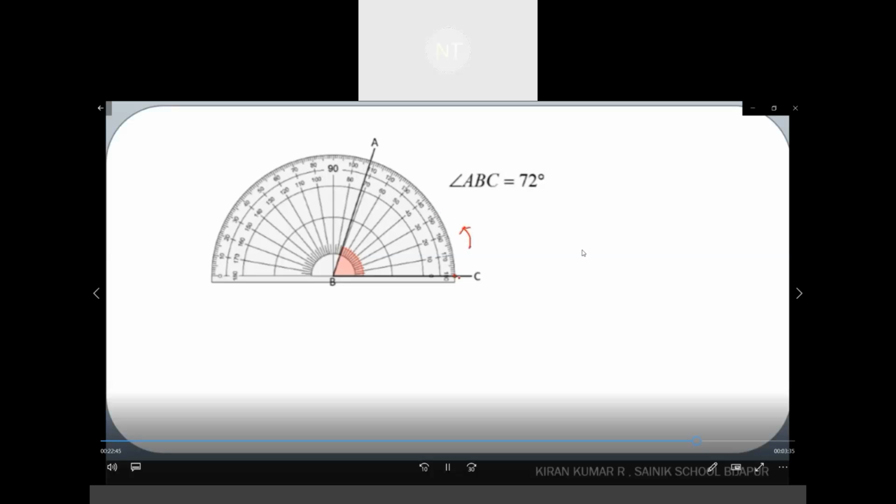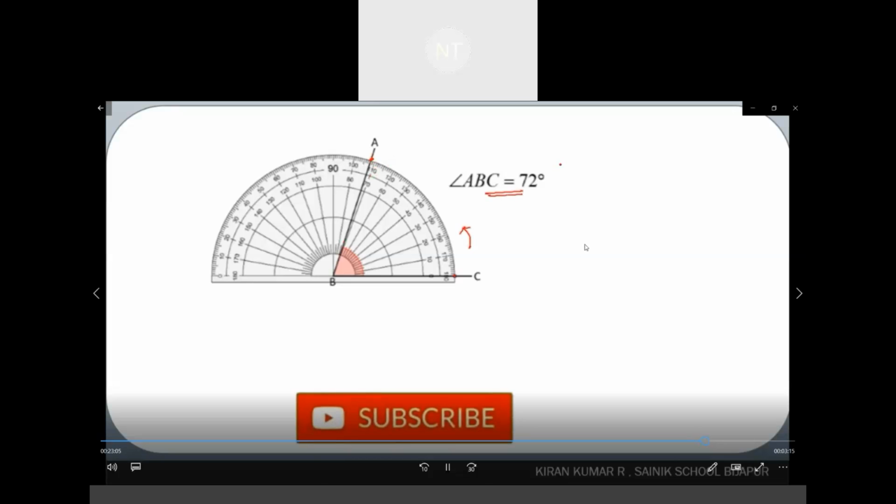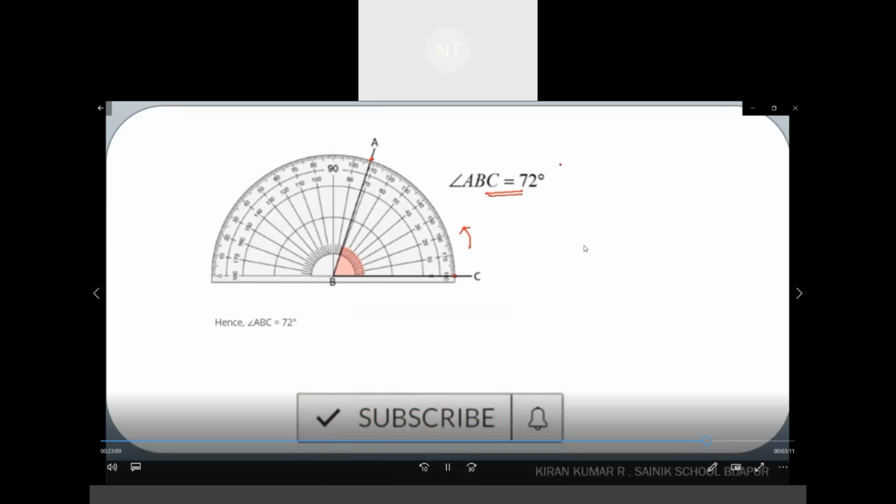from 0 degrees to the line AB, line segment AB. The point where it touches the line segment AB gives the angle measure. Here, after 70, there are two smaller lines, so 72 degrees is the measure of angle ABC. Hence, angle ABC equals 72 degrees.